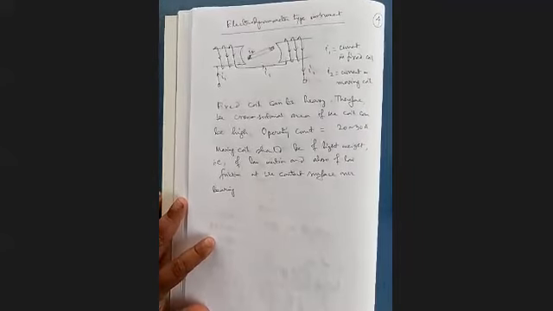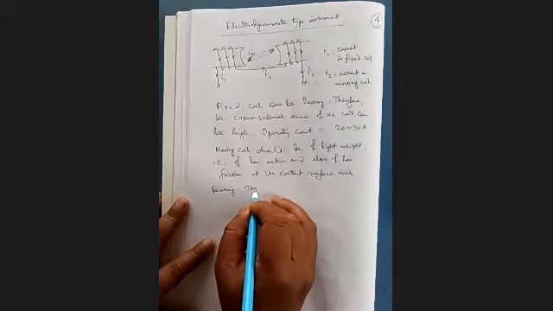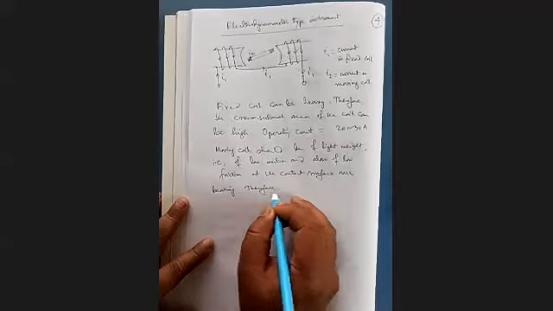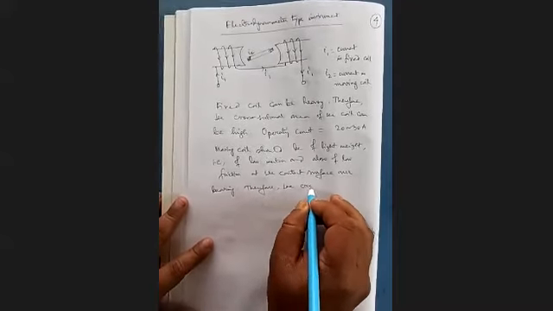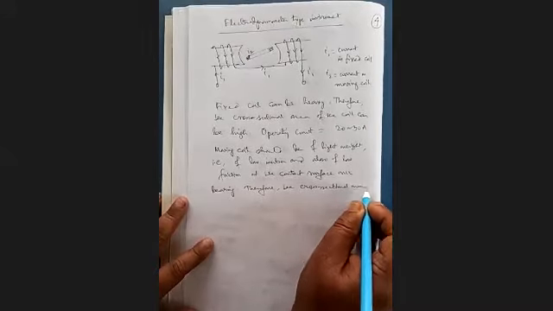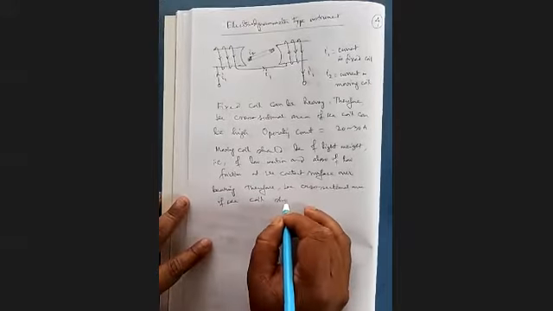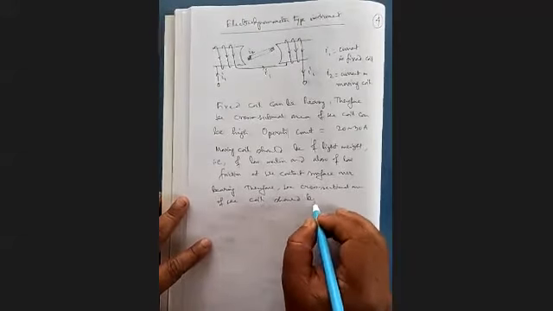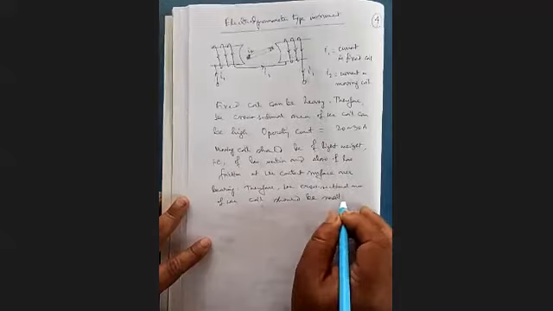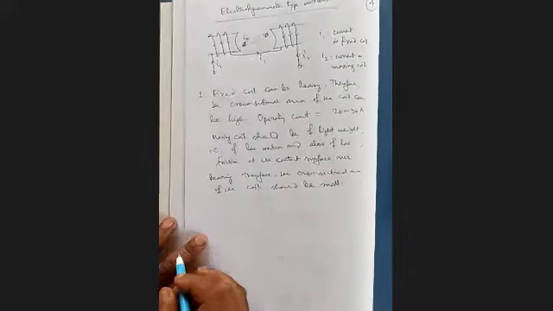Now, therefore, this coil should have a small cross-sectional area. Therefore, the cross-sectional area of the coil should be small. Okay, so that is point 1 here.